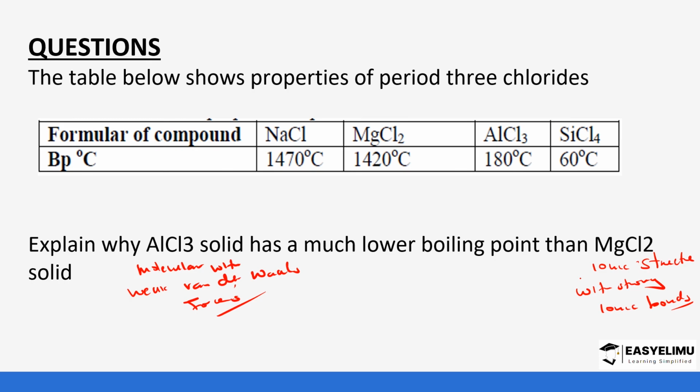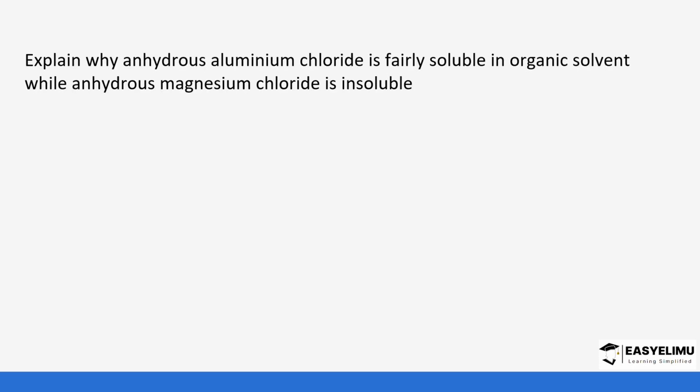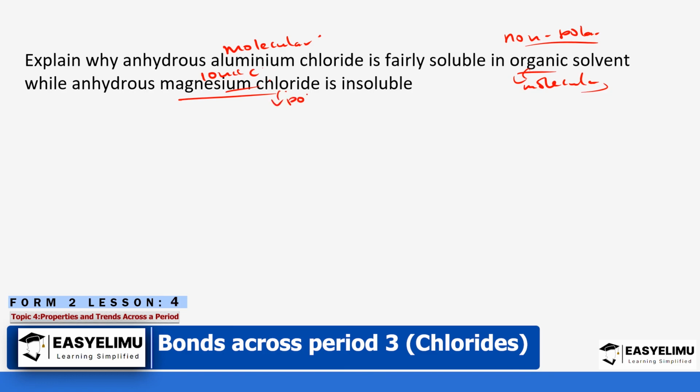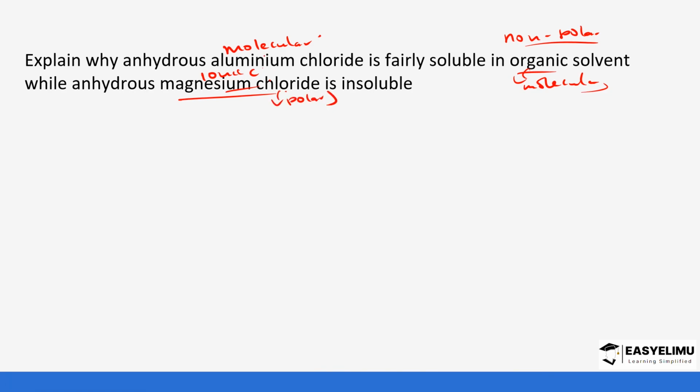Explain why anhydrous aluminium chloride is fairly soluble in organic solvents, while anhydrous magnesium chloride is insoluble. So when you talk about organic solvent, you're talking about non-polar solvents. And we know that non-polar solvents usually dissolve better in other non-polar solvents. Organic solvents are usually molecular in nature, they are non-polar. So aluminium chloride is also non-polar because it's molecular. But when you look at magnesium chloride, it's ionic in nature. It dissolves in water to dissociate into ions, so it is polar. That is the reason why the anhydrous aluminium chloride dissolves in organic solvent while magnesium chloride does not.